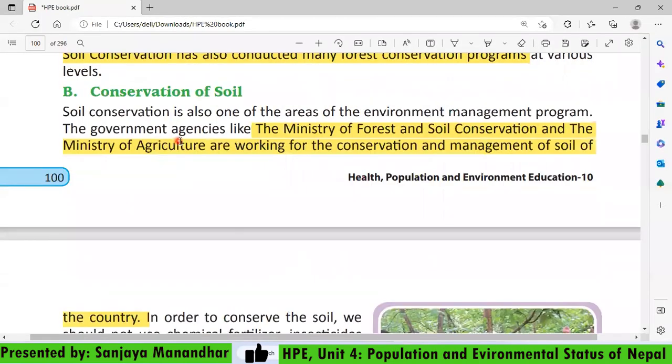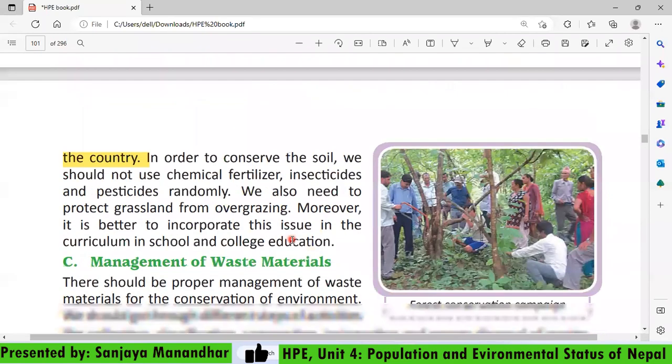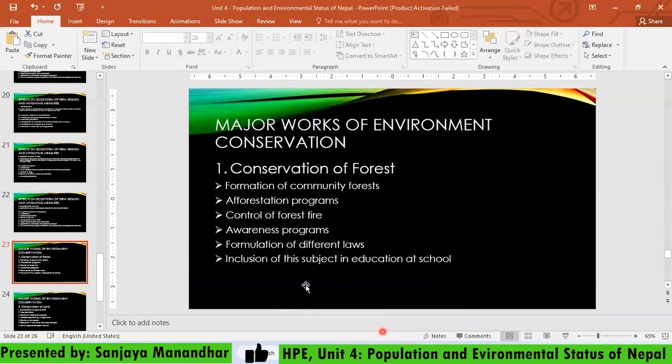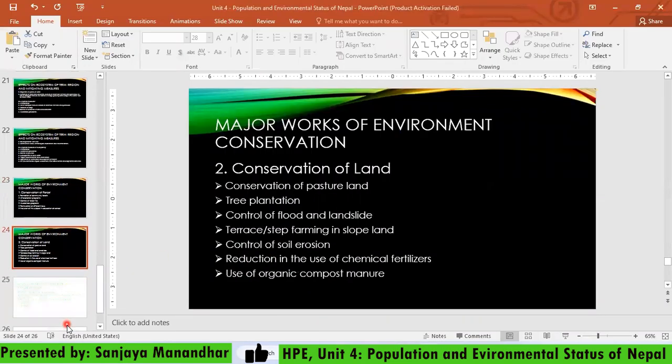Similarly, for the conservation of soil, look here, the Ministry of Forest and Soil Conservation and the Ministry of Agriculture are working for the conservation and management of soil of the country. They are working. So what can we do by our effort? We can see in this slide. What can we do for the conservation of land?